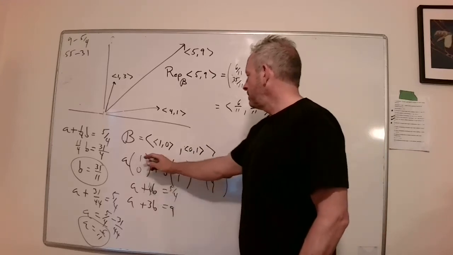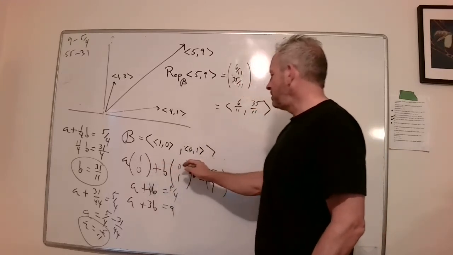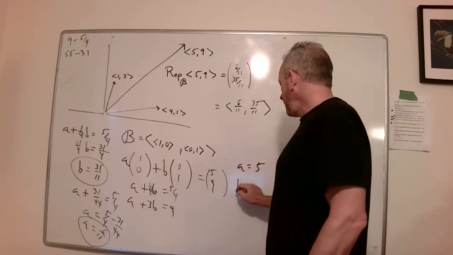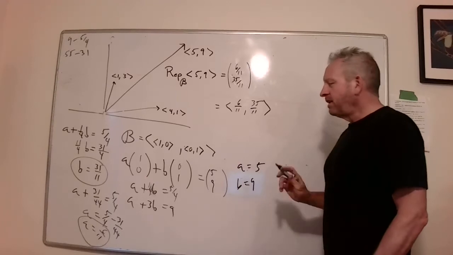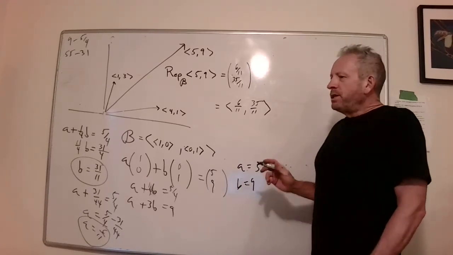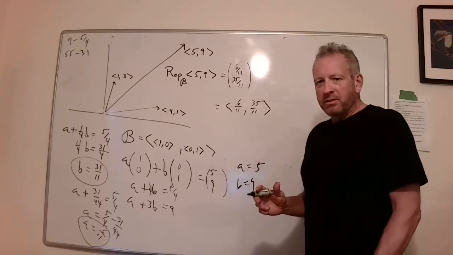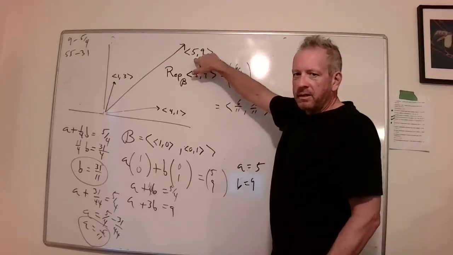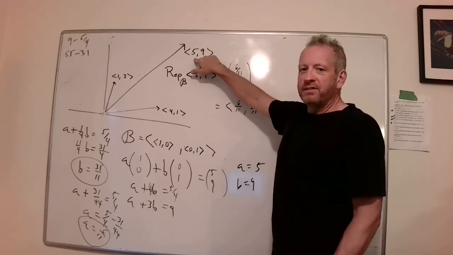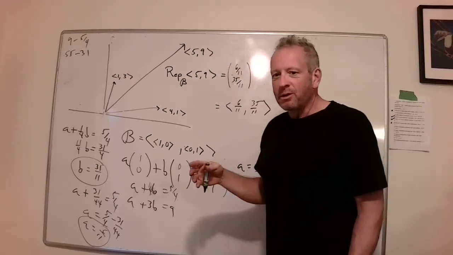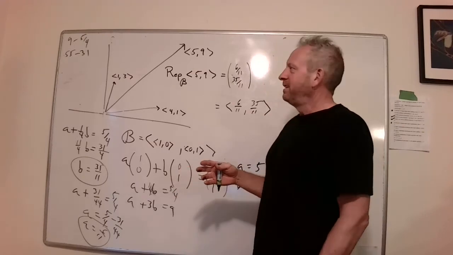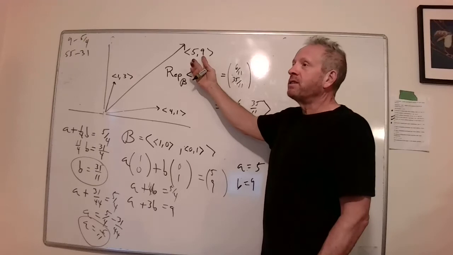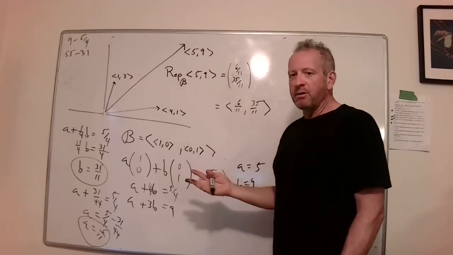Well then, just look at this. You can read it right off. A plus 0 equals 5. So A would equal 5, and B would equal 9. In other words, if we use the standard basis, the coordinates of this vector are the coordinates of this vector. And that's where we get the term coordinates from. So the coordinates of a vector, frankly, in Rn, are its coordinates if the basis is the standard basis.